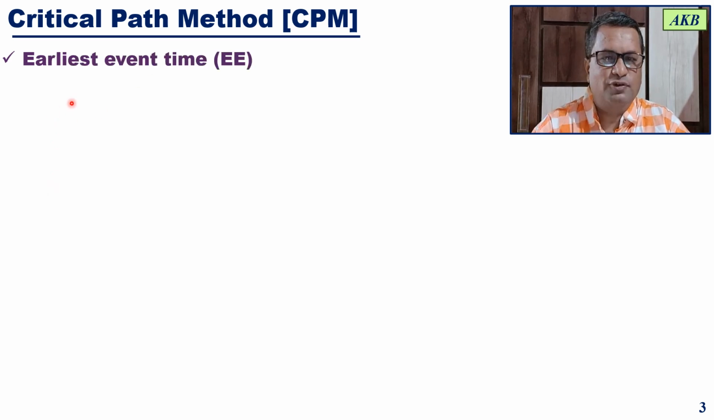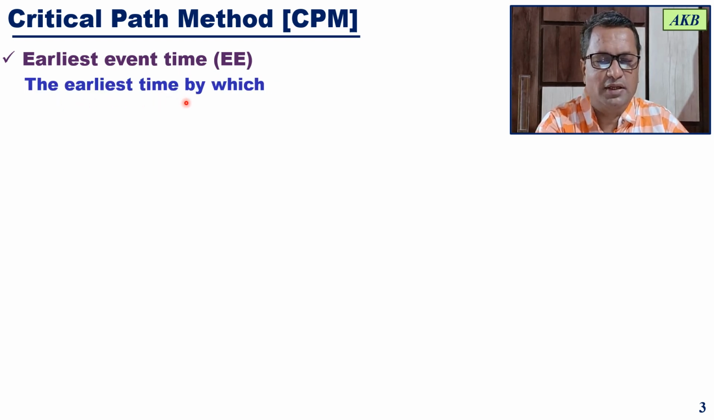Okay. So before we understand the method, there are certain terms associated with this method that need to be understood. So first is earliest event time, which in my discussion I have represented by this symbol EE. What is earliest event time? The earliest time by which an event can occur. For an event, the earliest time by which it can start, by which it can occur, that time is nothing but its earliest time. We call that earliest event time.